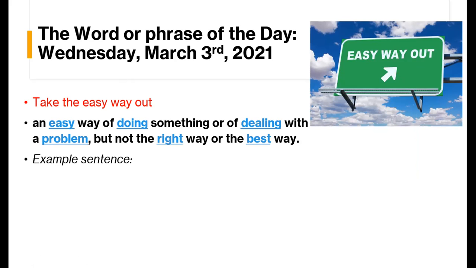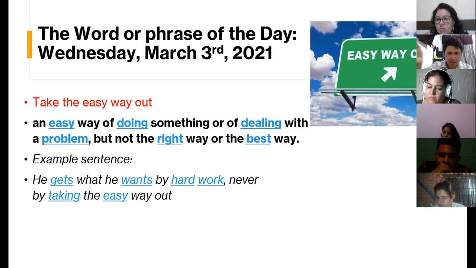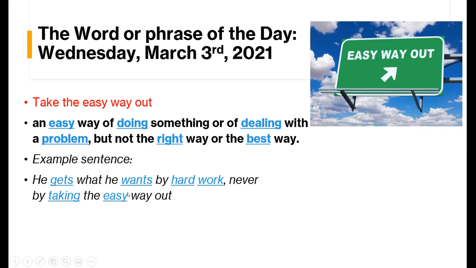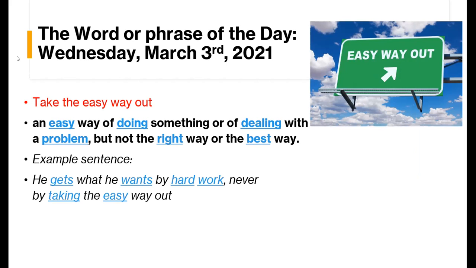To give you an example sentence, here we go. He gets what he wants by hard work, never by taking the easy way out. Okay? O sea, no buscamos el camino más corto. Eso significa esa frase, ¿verdad? Easy way out. And how do you use it in a sentence? You have to say, I never take the easy way out. Or you can also say, I know some people who take the easy way out. All right? Take the easy way out, salirse por la tangente, tomar o agarrar el camino más corto, etc., right? So that's the meaning of it.